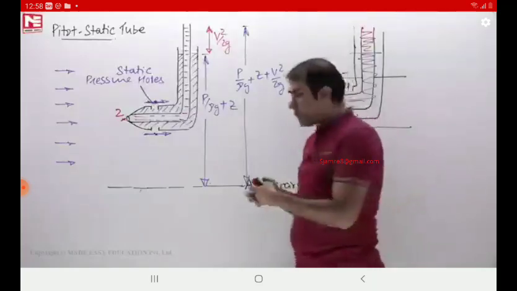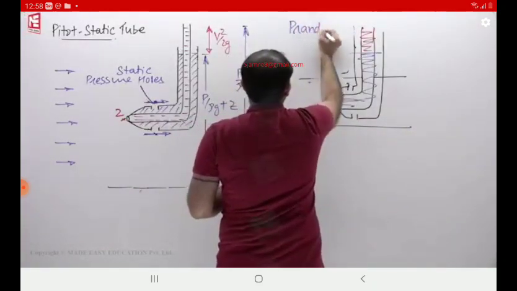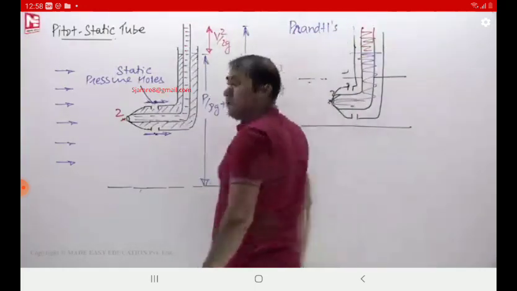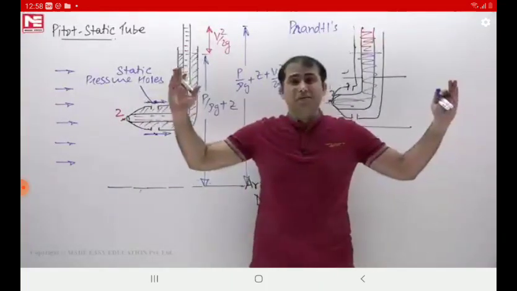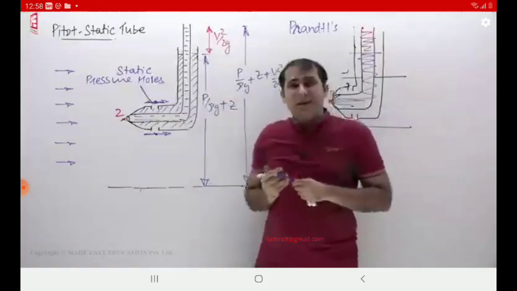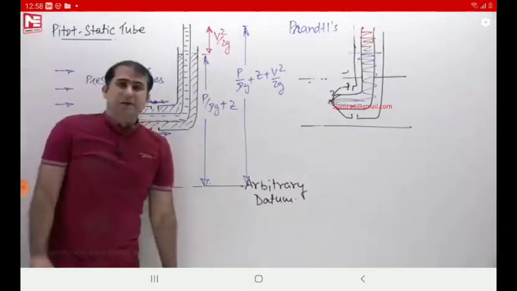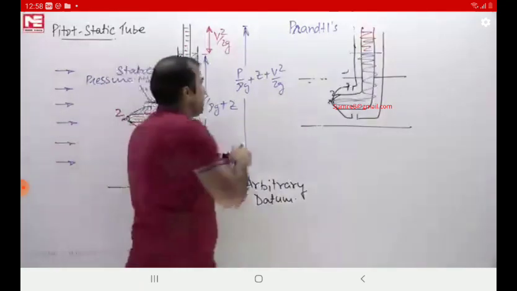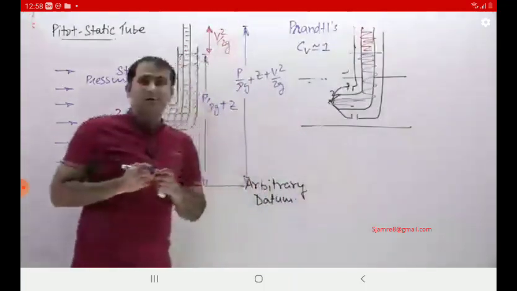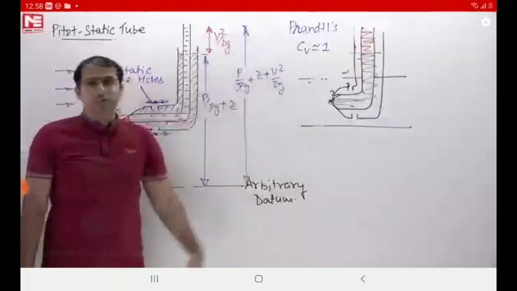Example is Prandtl's. Prandtl boundary layer is known by this name. Prandtl's pitot tube, or CV value in brackets, of this is nearly equal to 1. Prandtl's pitot tube CV value is nearly equal to 1.